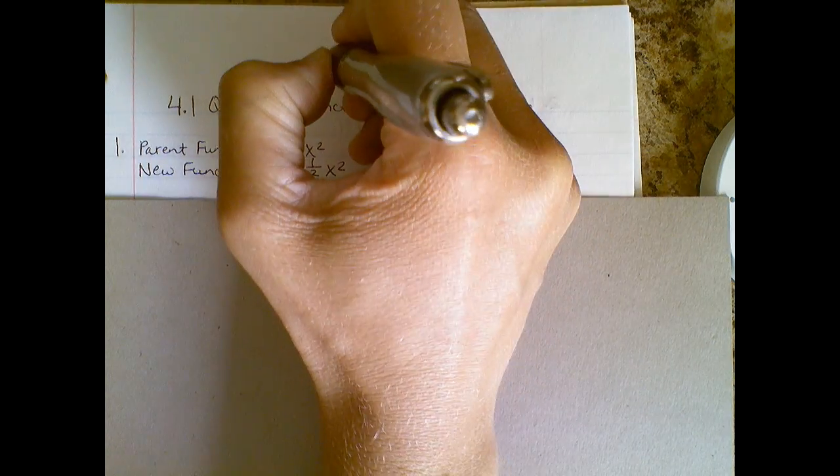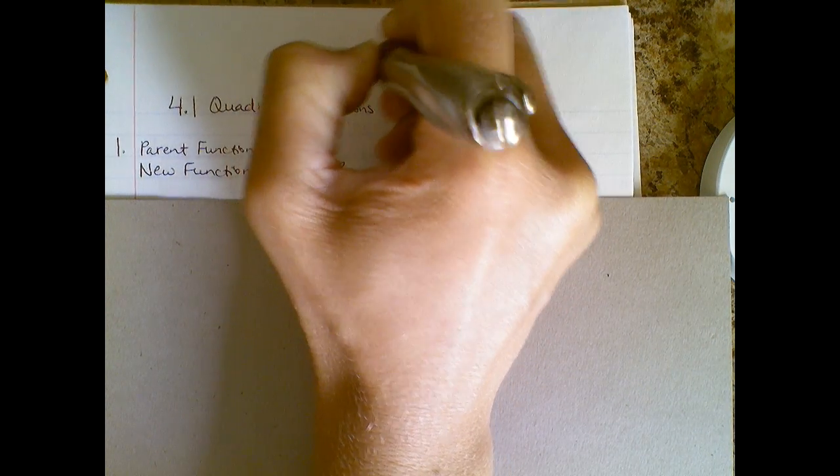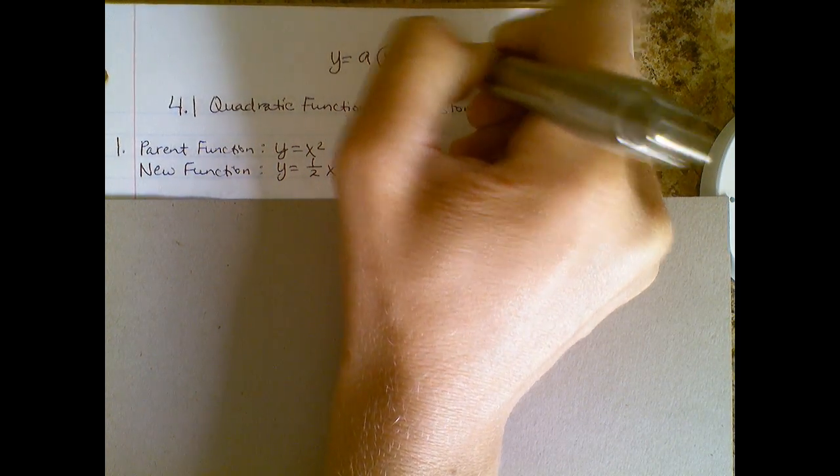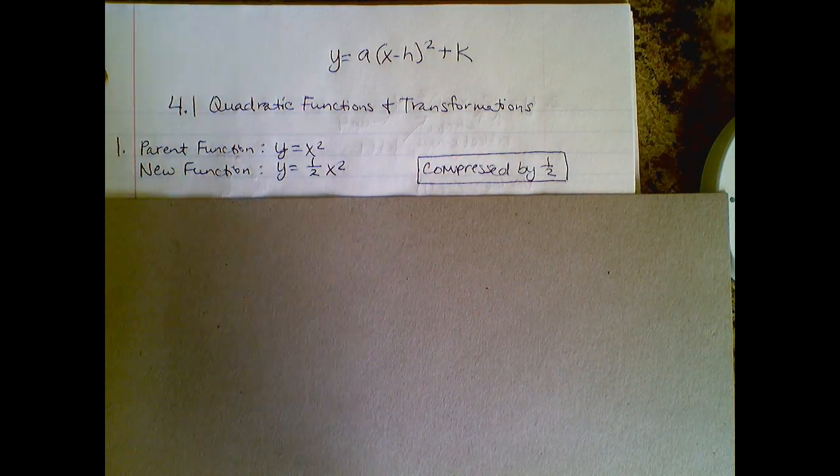Chapter 4 is going to be working with quadratic functions, so we're going to be working with parabolas or U-shapes. The first section is quadratic functions and transformations. So the transformations that we worked with in the previous couple chapters, we're going to continue to work with in this section. So please write down this equation. We're going to be taking a look at it for today.